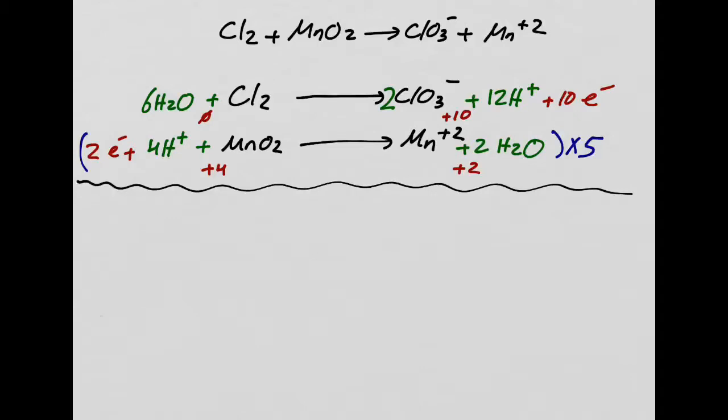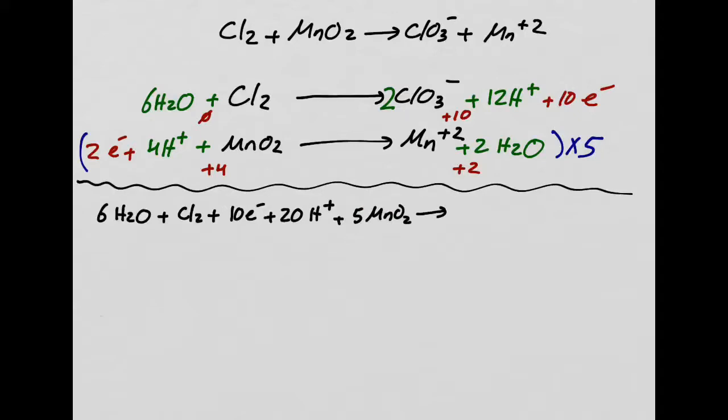So, do it with me. Then that means I have 6 H2O plus Cl2. I'm going to come down there. Then I'm going to come down here. Don't forget, then I have 10 electrons plus 20 H plus, because I did 5 times 4. Then I have 5 MnO2.